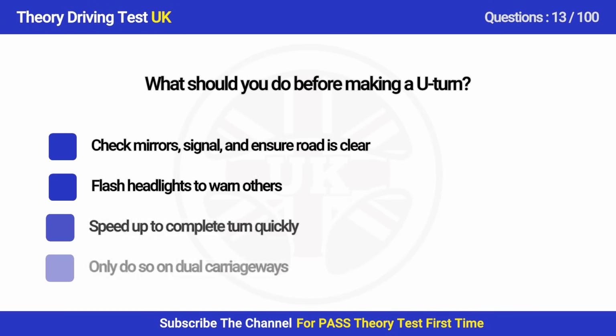Question 13. What should you do before making a U-turn? A. Check mirrors, signal and ensure road is clear. B. Flash headlights to warn others. C. Speed up to complete turn quickly. D. Only do so on dual carriageways.